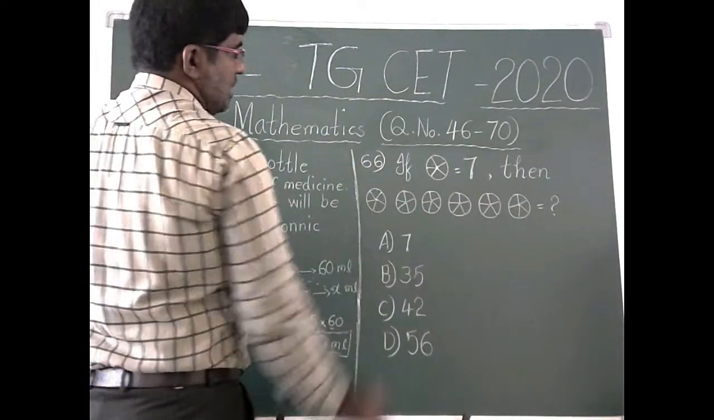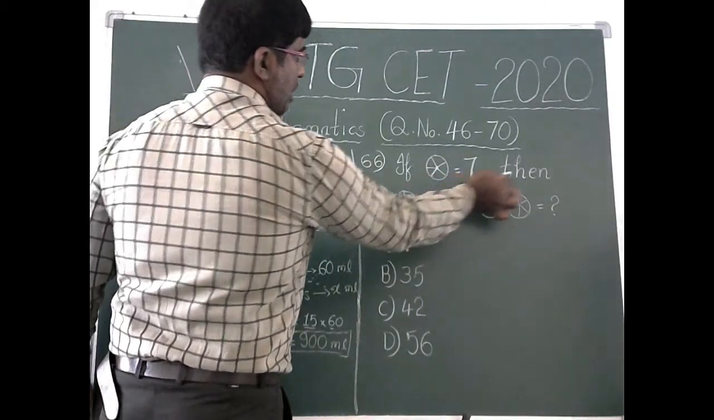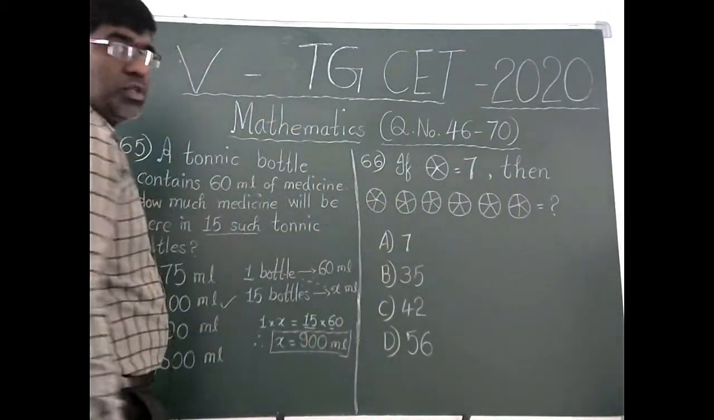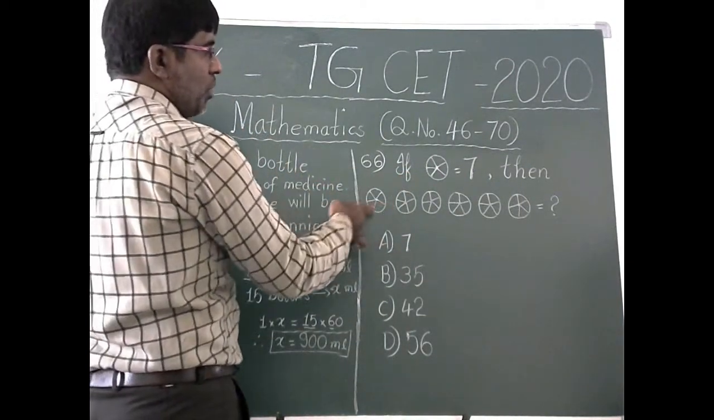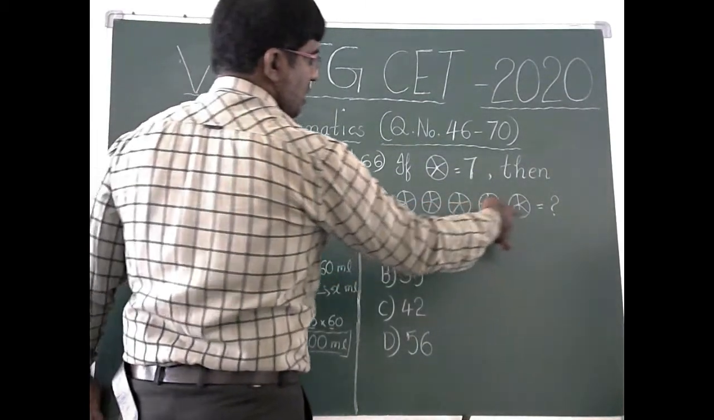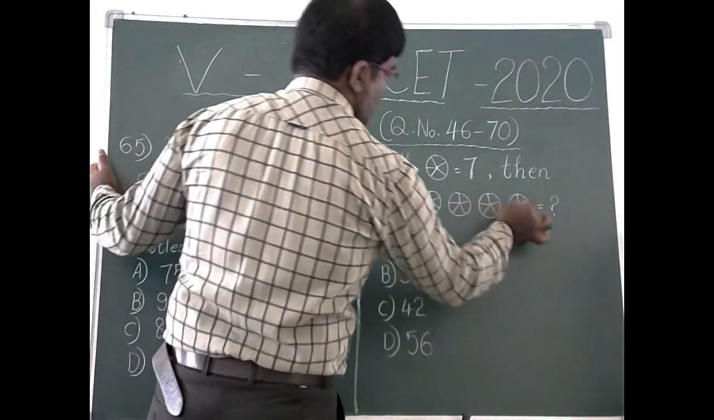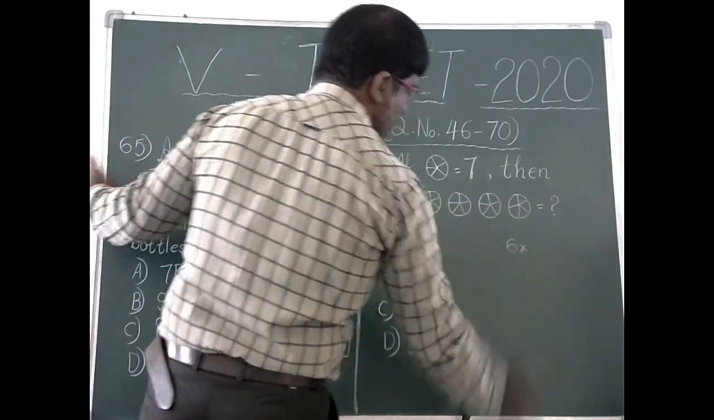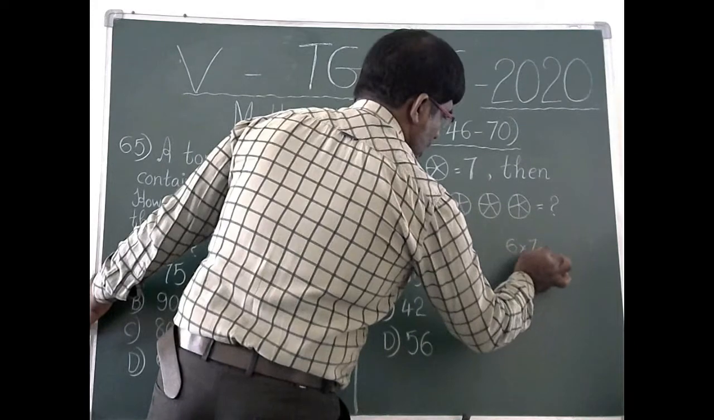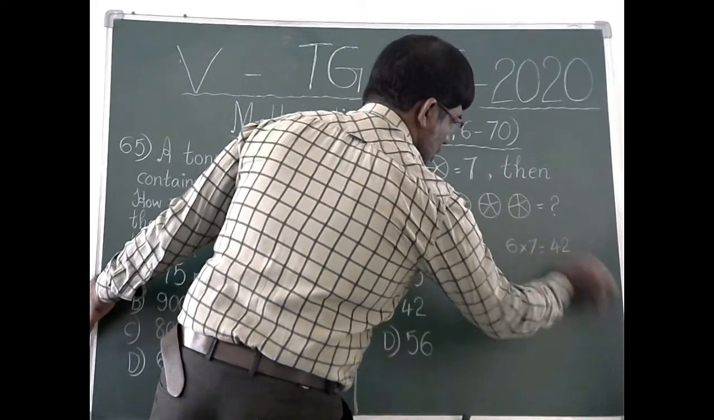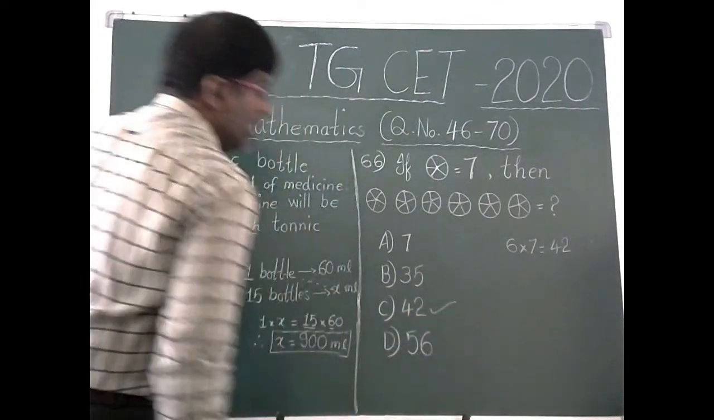Next, problem number 66. If this symbol equals 7, then what is the value of these total symbols? For each symbol the value is 7: 7, 7, 7, 7, 7, 7. How many symbols are there? 1, 2, 3, 4, 5, 6. 6 symbols are there. 6 sevens are 42. So our answer is 42. Option C is the correct answer.